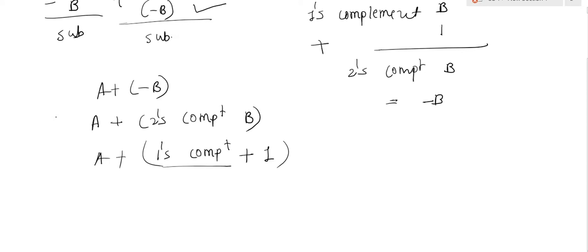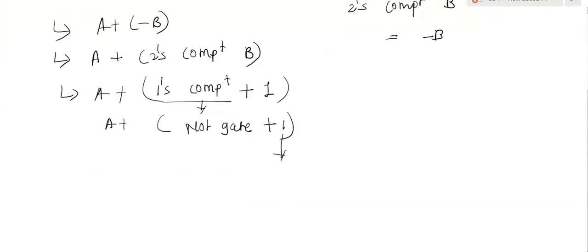Now this 1's complement I can implement by using the inversion operation. That is, by using a NOT gate, I can take the 1's complement of a variable. Once I use the NOT gate, I will get the 1's complement. Now I have to perform the addition of the 1's complement and a 1. This plus 1 I can give as an input into the carry in. Carry in is equal to 1.